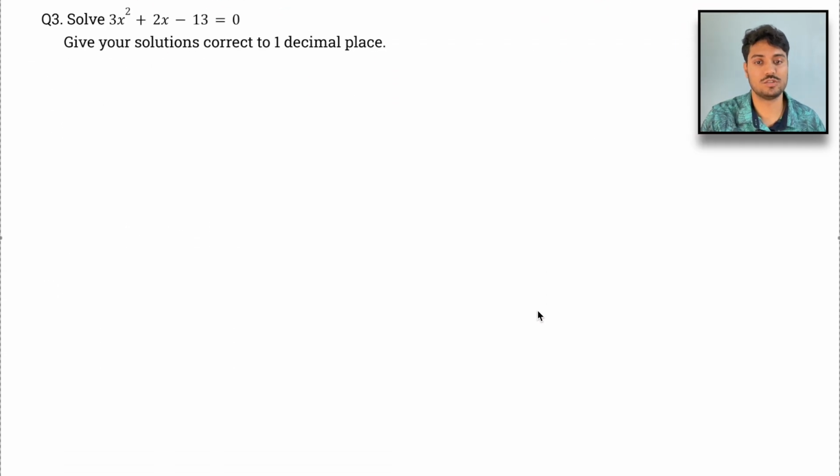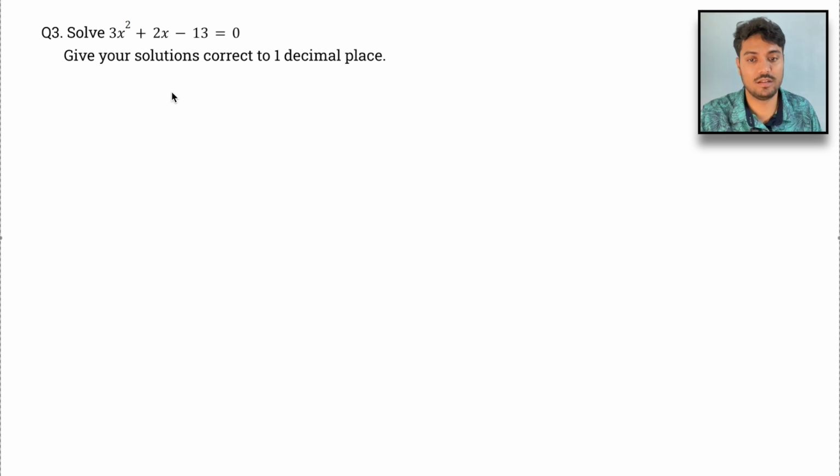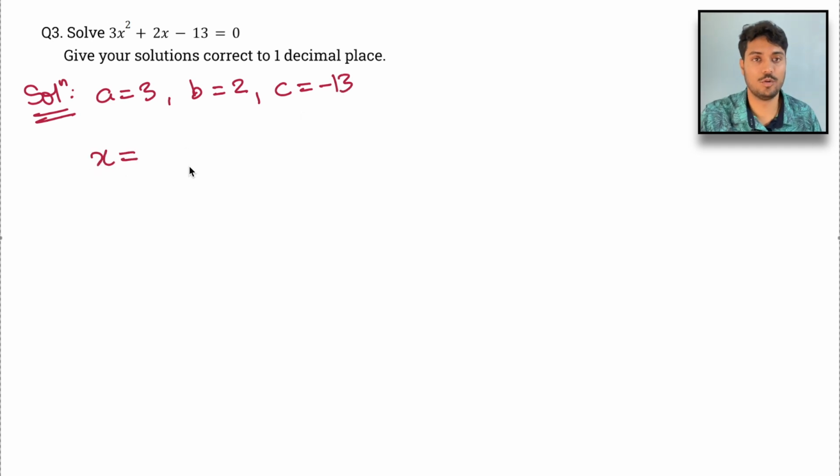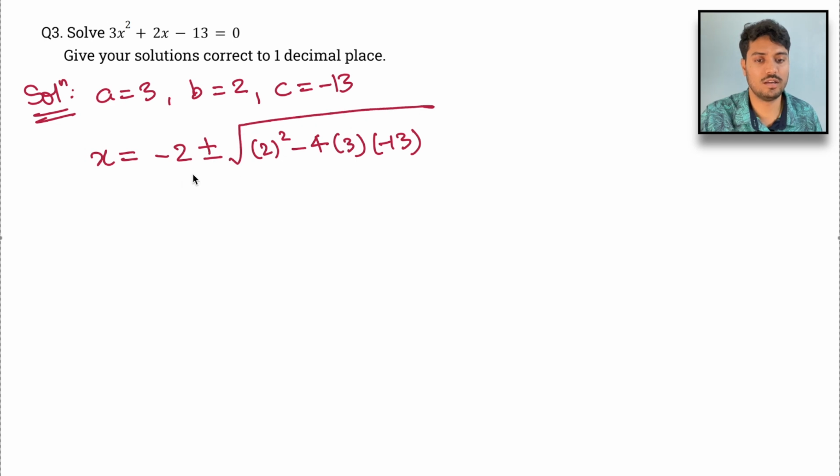Question number 3, it says solve 3x square plus 2x minus 13. So let's list down the values of a, b and c. A is 3, b is 2, and c is negative 13. Now we will substitute the values directly in the formula. I hope you remember the formula now. So x equals minus 2 plus minus under root of b square minus 4 into a into c, which is negative 13 this time, whole divided by 2a, so 2 into 3.